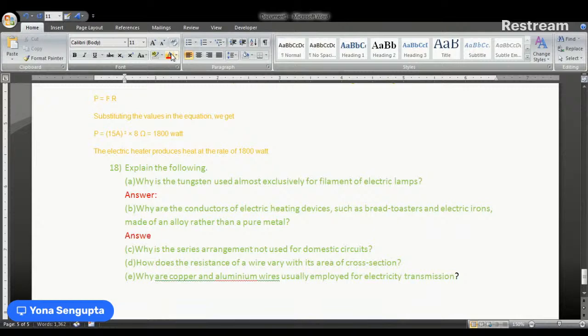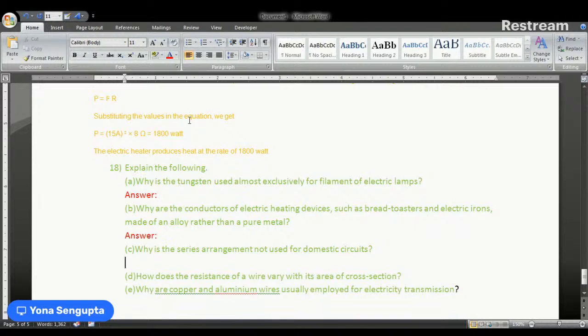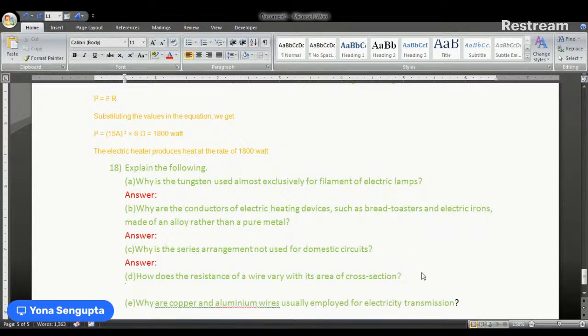Okay. So the first question says, why is tungsten used almost exclusively for the filament of electric lamps?